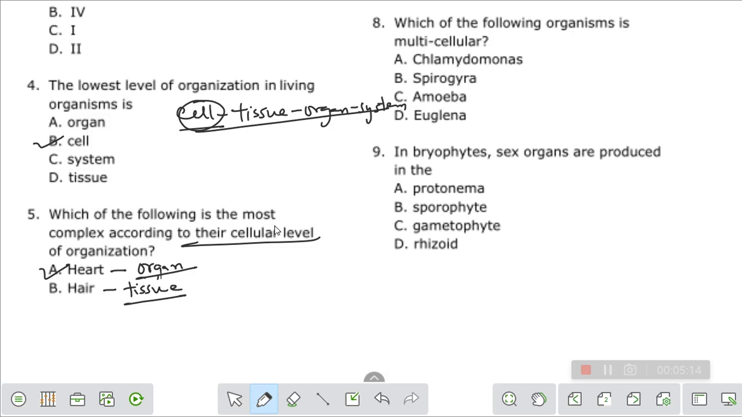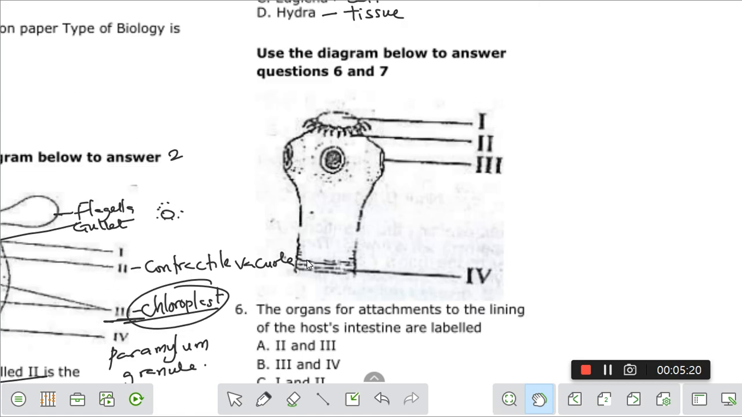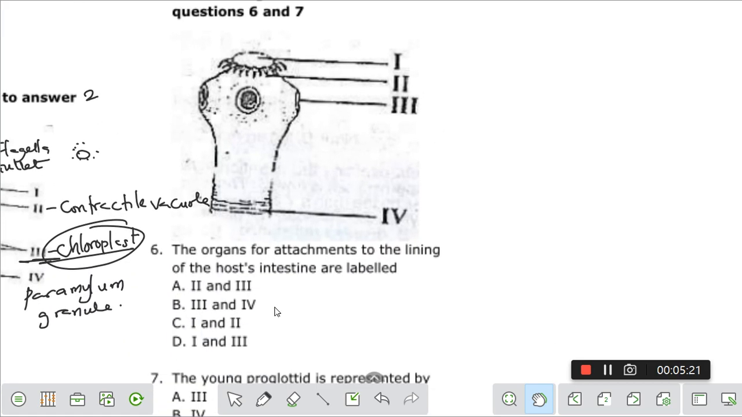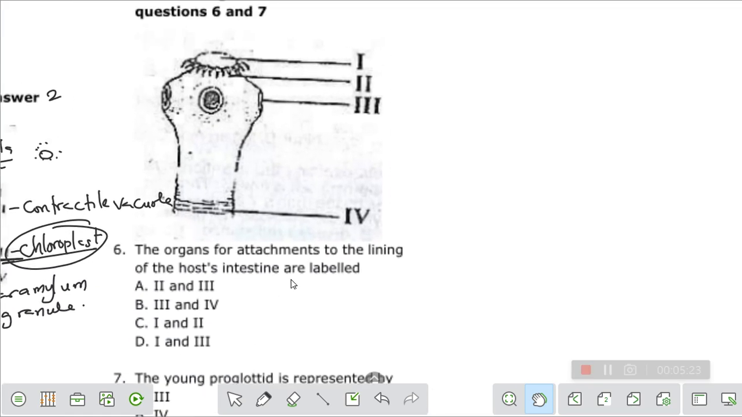So look at this now. Which of the following organs will be for the attachments? So it's actually this one and two. So this is actually a table, right? So it's a table. So the answer will be 1 and 2. So that would be what it will use to attach.